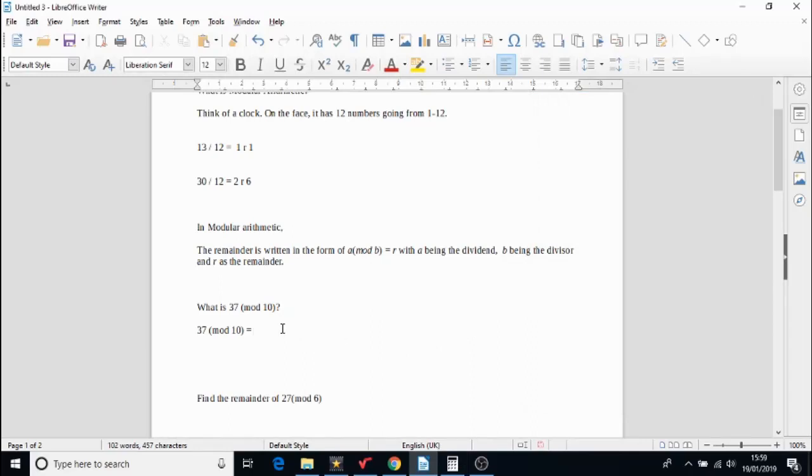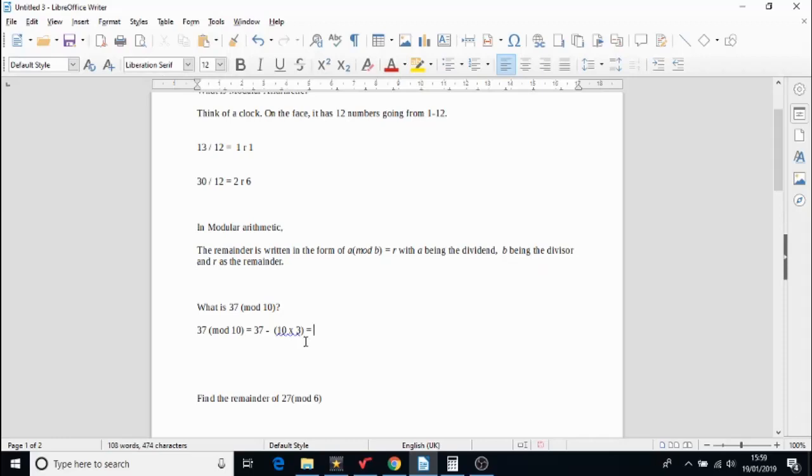We're trying to find the remainder, so you need to find the highest multiple of 10 that goes into 37. That would be 30, right? 10 multiplied by 3. So you do 37 minus 10 multiplied by 3. That's because you're trying to find the remainder. 30 is the highest multiple that goes into 37. It wouldn't be 40, because 40 is greater than 37.